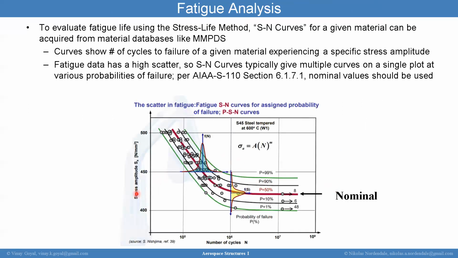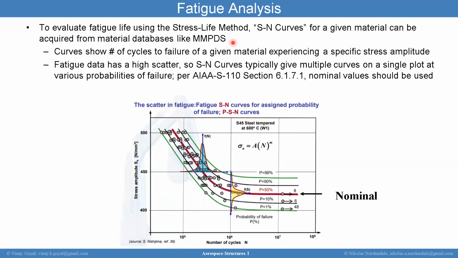Here you can see the stress amplitude as a function of number of cycles, and this is for tempered steel at 600 degrees F. You can see here quickly how the number of cycles to failure drops as the stress increases. So I go from 400, I have almost infinite life. When I go to 500, I have a finite number of cycles to failure. So this is data that's provided in MMPDS, which you should be very familiar with now. And the curve shows the number of cycles to failure.